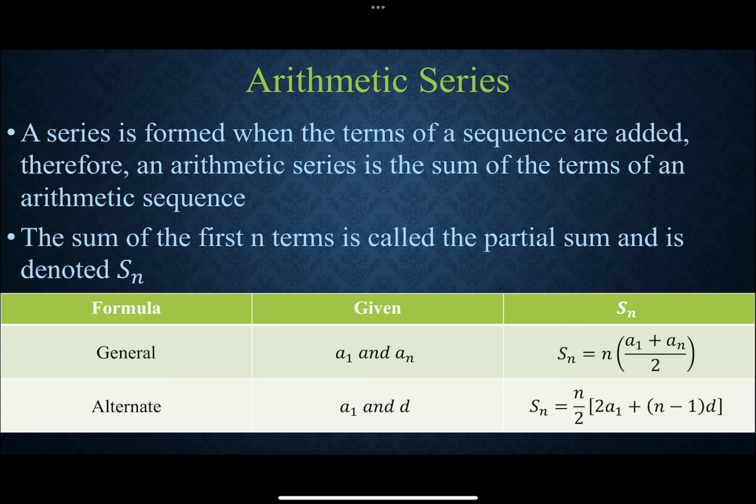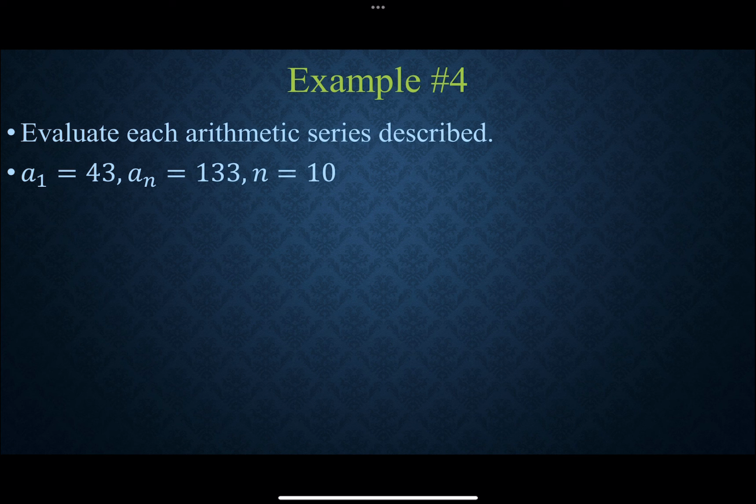So again, whichever one we use, it depends entirely on what they give us. So here we're noticing they're giving us the first and last term. They want to find the partial sum based on 10, so we want to find S10. So that's going to be our n times A1 plus AN all over 2. Now for this kind of problem, they might not tell you AN equals 133 and n equals 10. They might have just simply said A10 equals 133. So then we know we're talking about the first 10 terms. So you go ahead and fill that out.